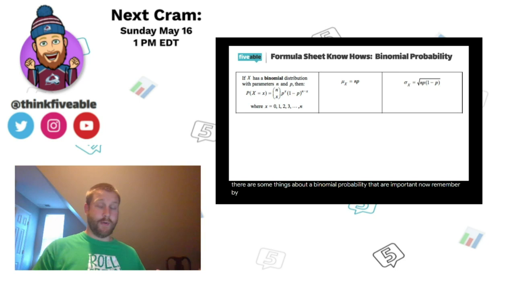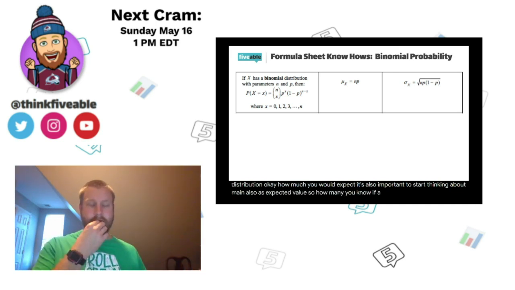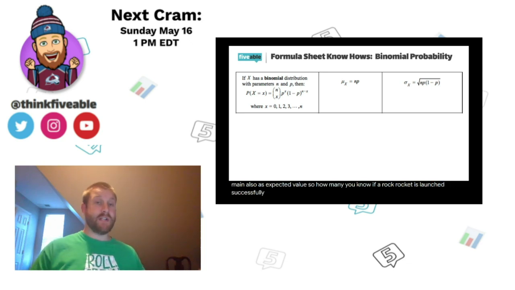Okay, so there are some things about a binomial probability that are important. Now remember, binomial, it is binary. There's a fixed number of trials. All the trials are independent, and they're all equally likely. So if you wanted to find the mean of a binomial distribution, how much you would expect, it's also important you start thinking about mean as expected value. So if a rocket is launched successfully 10% of the time and you launch 50 of them, how many would you expect to be successful?